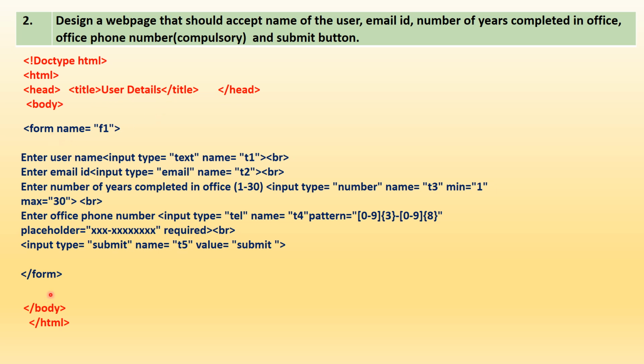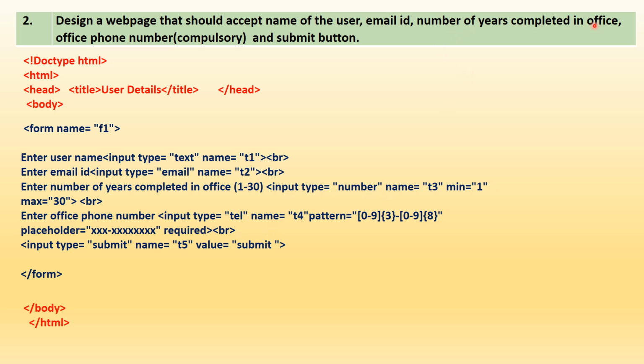Form is compulsory. It's a container tag. After that, the various controls. Accept name of the user. You can either use username or enter username. Input type equal to text. That is, you're going to enter a name here. Next is email ID. Input type equal to email. Here, everywhere I've used different unique names: T1, T2, T3, T4, like that.